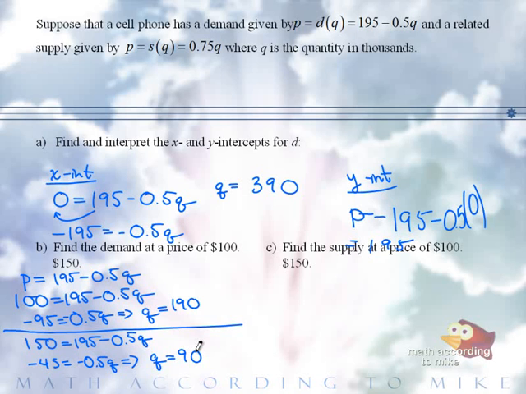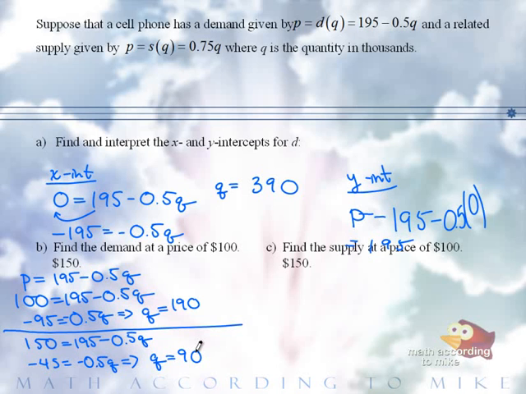Because price went up. As price went from 100 to 150, the demand should have gone down. That's what's called an inverse relationship: as one goes up, the other goes down. Whereas with supply, as one goes up, the other goes up. So as we go from 100 to 150, the quantity should increase.